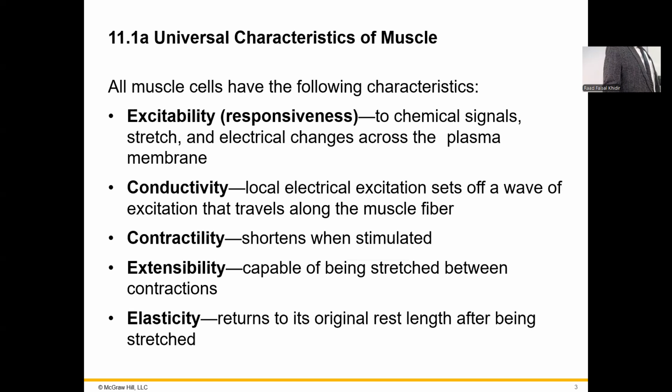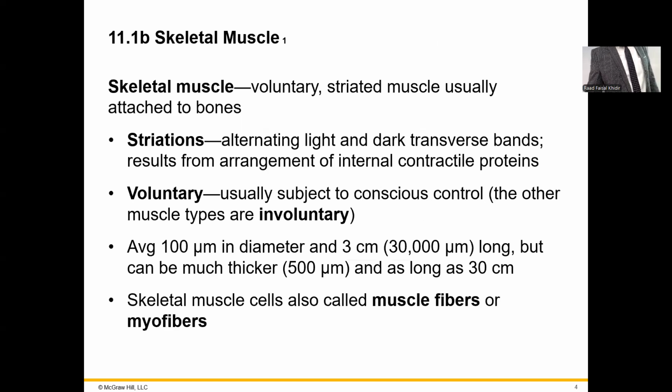Elasticity is the ability of the muscle cell to return to its original rest length after being stretched. So we have contraction, then we have relaxation or the stretching, followed by returning to that baseline level. And we will see more about this. So when we examine histologically the skeletal muscle cell, we see that it is under voluntary control. So your brain regulates your skeletal muscle activity.